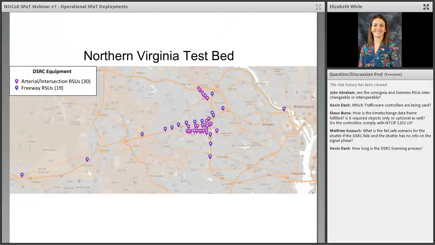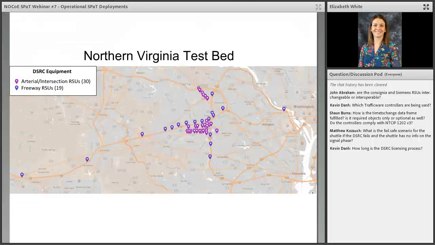The lighter colored pins here show where we have DSRC RSUs with SPaT and MAP capabilities on them. We currently have 30 of those equipped intersections in total, and we also have 19 RSUs located along major freeways, which are I-66 and I-495, that do not currently have the SPaT or MAP capabilities.